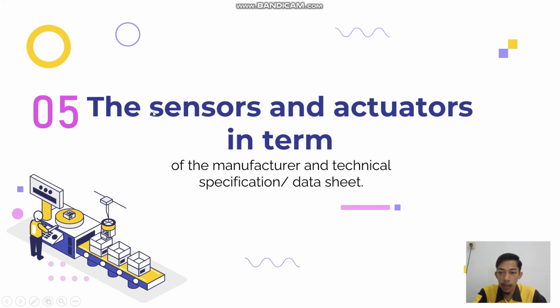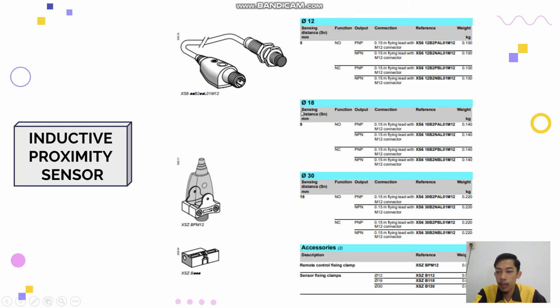So next, the sensors and the actuators in terms of manufacturer and technical specification, or datasheet. The first sensor is the inductive proximity sensor. So this is the inductive proximity sensor.